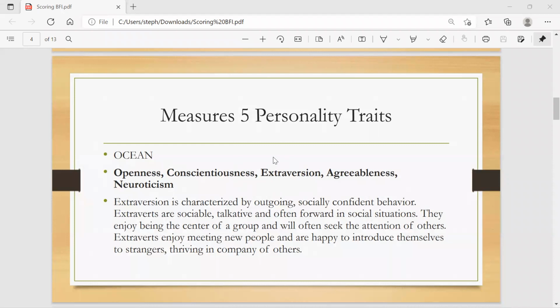Here, extroversion, somebody who is extroverted, this is actually what we're going to look at. Extroversion has to do with people who are more outgoing characteristically. They are socially confident. It does not mean that they always have to be around people, but it does mean that they are energized by being around people and groups. They enjoy being the center of attention, and most times will often seek the attention of others. They also enjoy meeting new people, are happy to introduce themselves to strangers, thriving in the company of others.